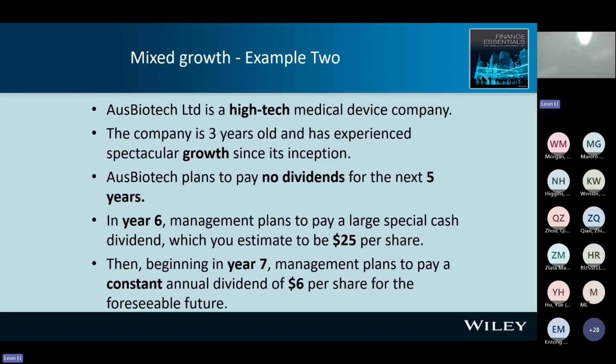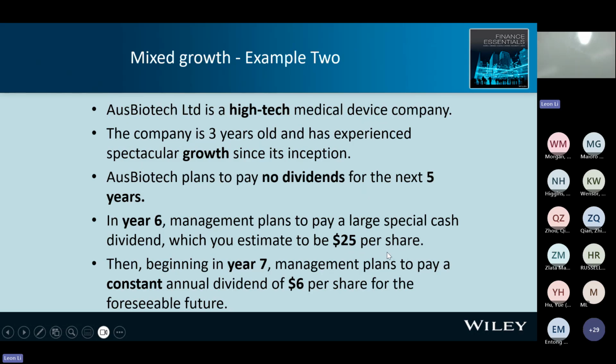This is our example 2. So we have a company. This company is a high-tech medical device company, all right? So let's see the life cycle of the company. The company is 3 years old and has experienced spectacular growth since its inception. And this company plans to pay no dividend for the next 5 years. Growing stage, no dividend. In year 6, management plans to pay a large special cash dividend, which you estimate to be $25 per year.